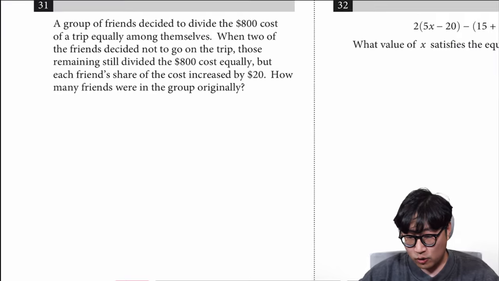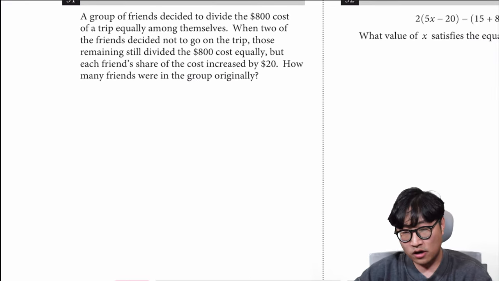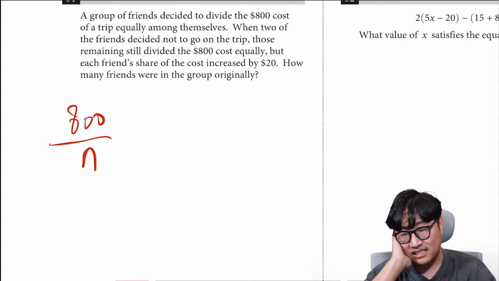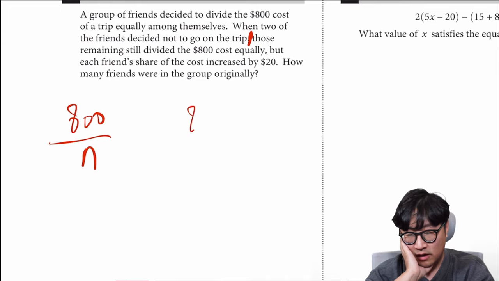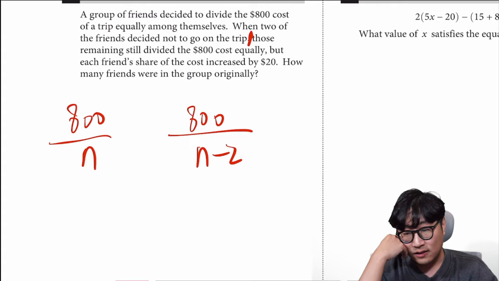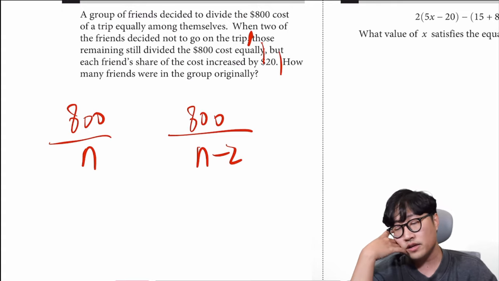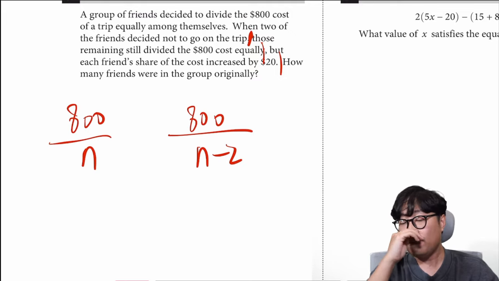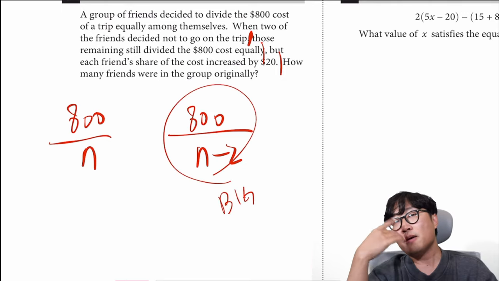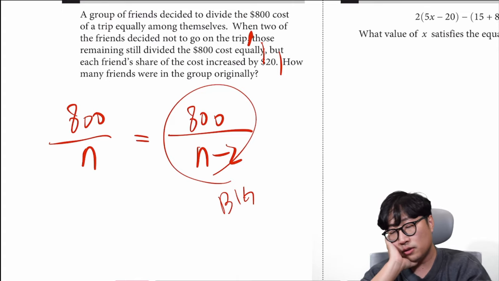Number 31. A group of friends decided to divide the 800 cost equally. So 800 divided by n people. Two people decided not to go, so 800 now divided by n minus 2 because two people backed out. Those remaining still divided the 800 cost equally, but each friend's cost increased by 20. Obviously the bigger value is going to be over here, because when two people back out, you pay more. So if you're setting these two equal, the plus 20 should go on the smaller one.